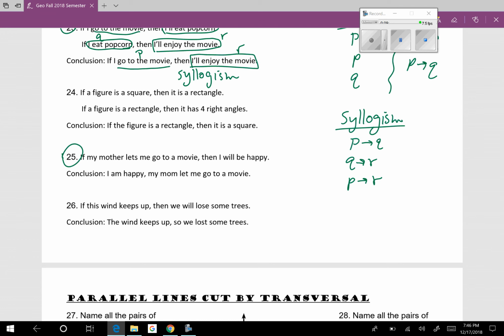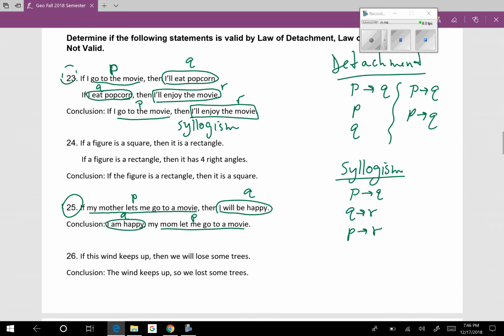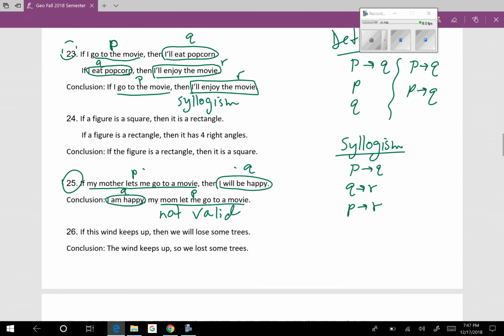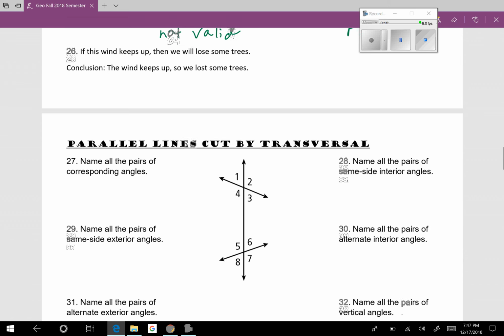Okay, 25. If my mother lets me go to a movie, so that's your hypothesis, then I will be happy. That's the conclusion. All right, conclusion. I am happy. So what does that match? The conclusion, so that's Q. My mom let me go to the movie. That's P. Let's see, it looks like it's trying to be detachment, but did we go P then Q, P then Q? No, we went P, Q, and then Q, P. So this one is not valid. Because think about it, you could be happy for other reasons other than your mom letting you go to the movie.